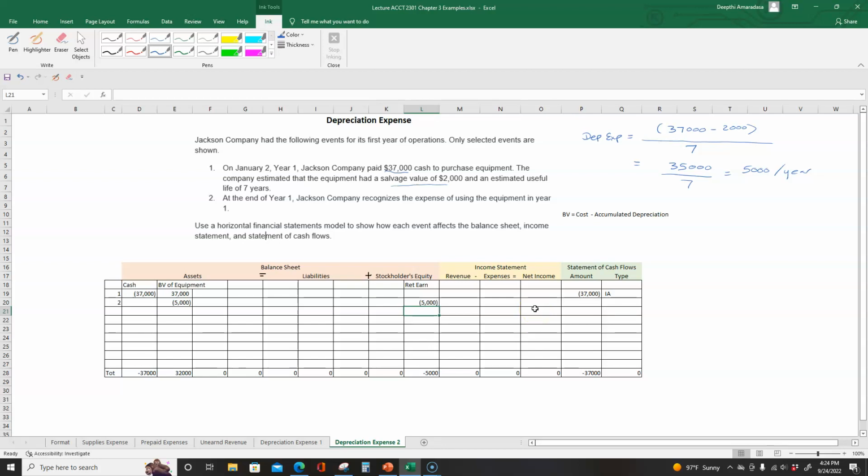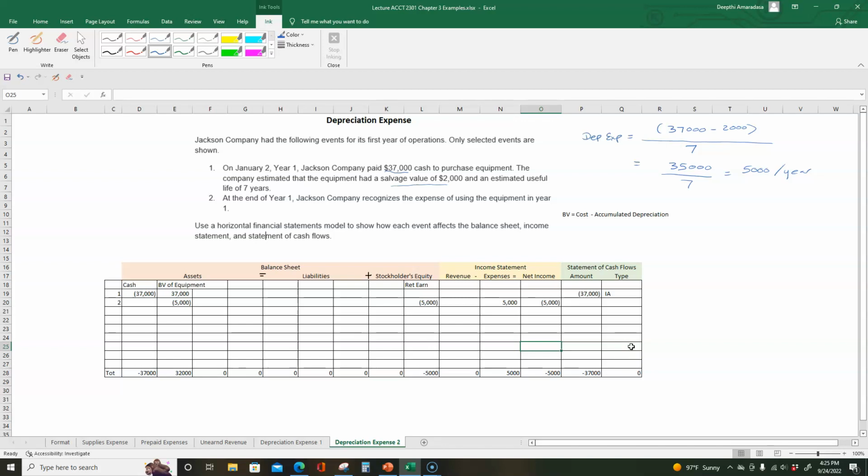Now let's look at the income statement. Did the income statement get affected by this adjustment? Yes, it did. Our depreciation expense increased by $5,000. So the income statement will show an expense increase of $5,000, which causes net income to go down by $5,000. Did this affect the statement of cash flows? No, it did not. There's no cash affected by this transaction, so the statement of cash flows is not affected.